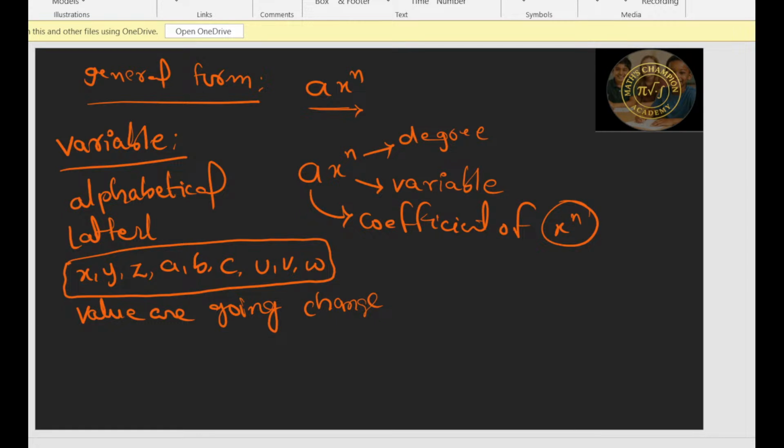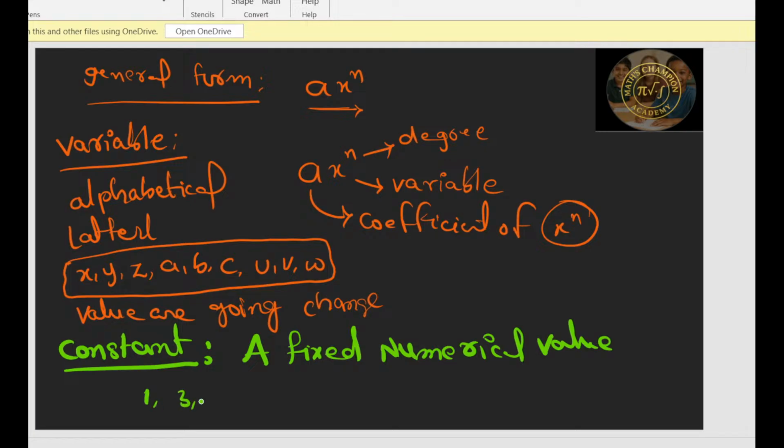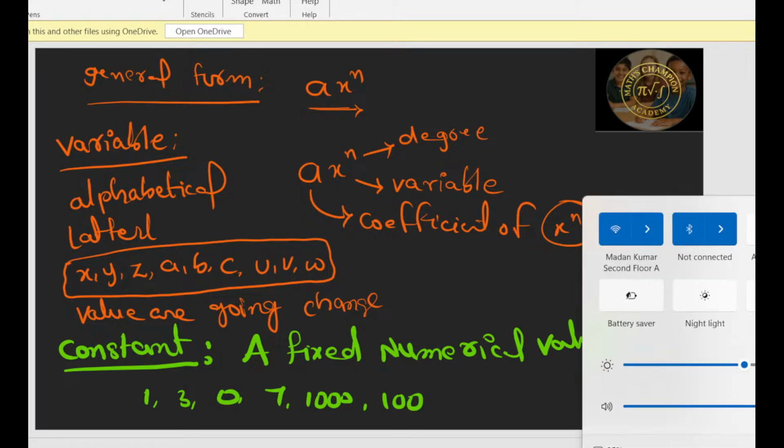Now what is a constant term? A constant is a fixed numerical value. For example, 1, 3, 0, 7, 100, 1000. These we call fixed numerical values, constant terms. Their values are fixed, they are not going to change.